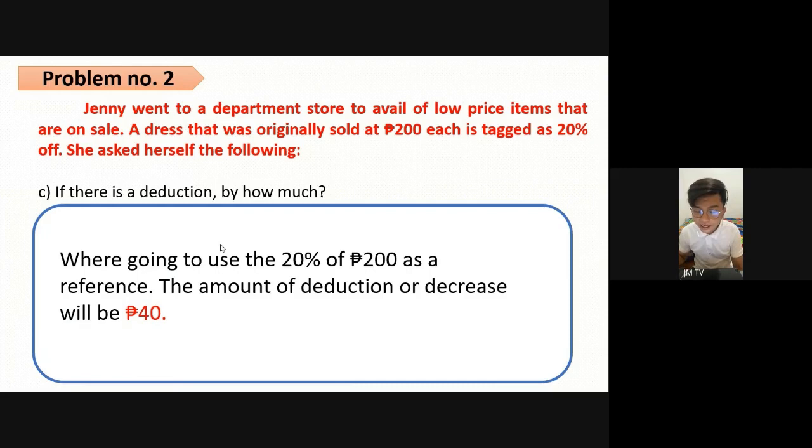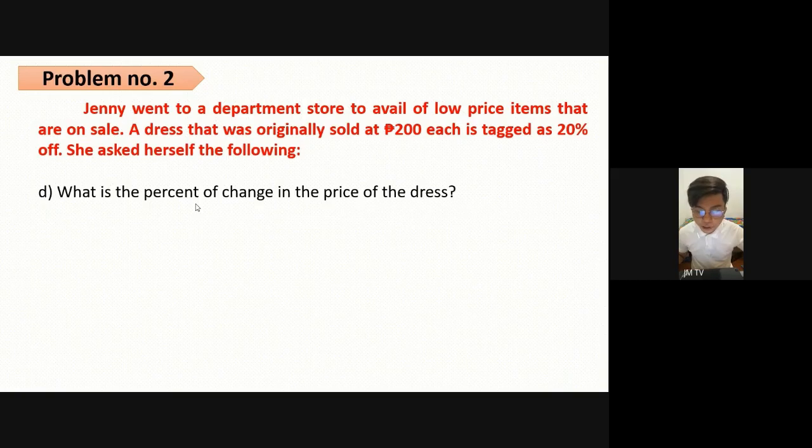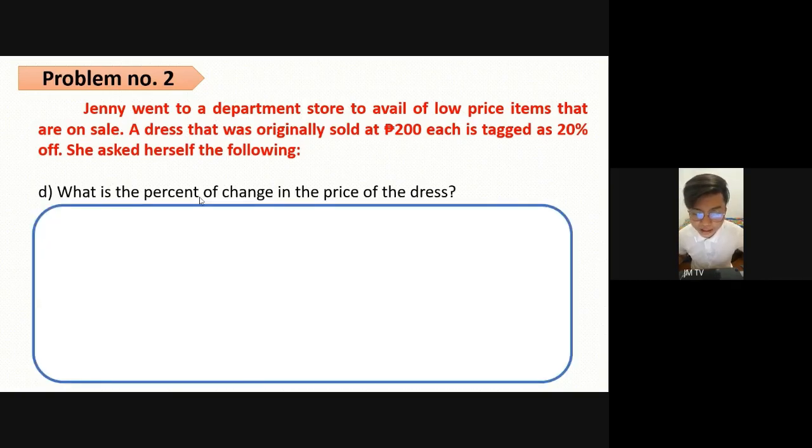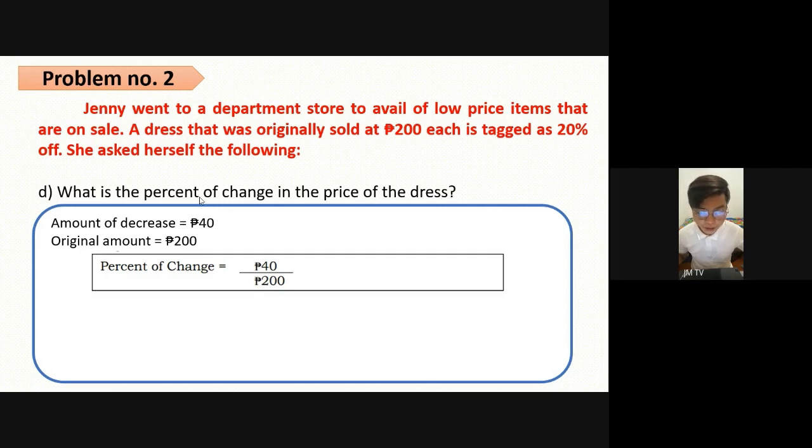The amount of deduction or decrease will be 40 pesos. Ang original price ay 200, meron doon na-less na 40 pesos. What is the percent of change in the price of the dress? Gamitin natin ulit yung formula kanina. Amount of decrease is equals to 40 pesos. Original amount is equals to 200 pesos.